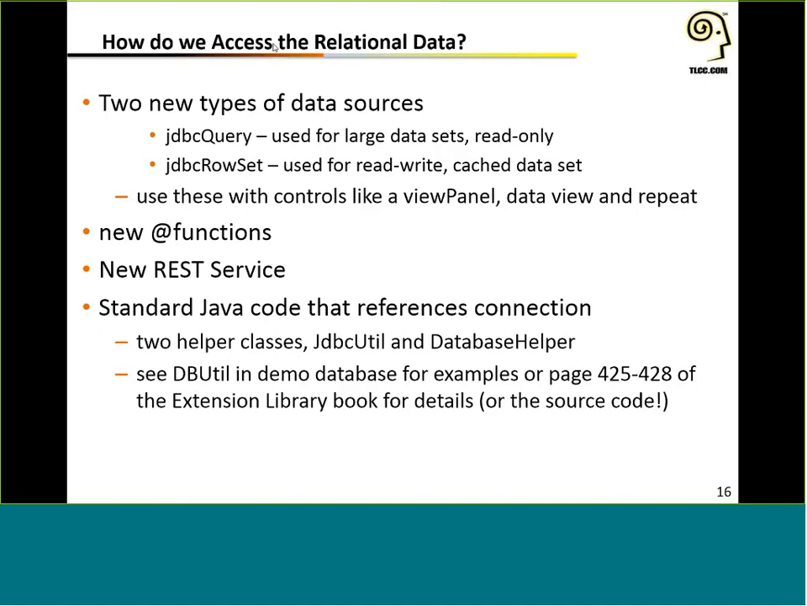And the JDBC RowSet you'll use when you want to read and write data. This isn't the only way you can write data, but it's one of the ways. And this will be cached in memory, so you obviously don't want to use this with thousands and thousands of records. You want to somehow subset your data when you're actually going to be doing reads and writes.